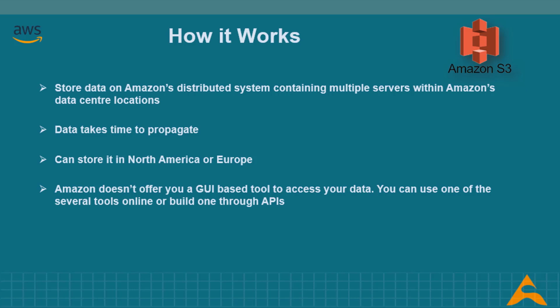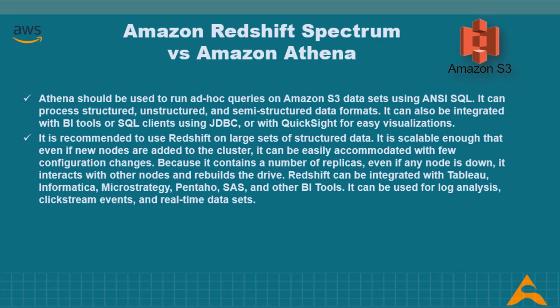Now let's understand where to use Athena and where to use Redshift Spectrum. Athena should be used to run ad hoc queries on Amazon S3 datasets using ANSI SQL. It can process structured, unstructured and semi-structured data formats. It can also be integrated with business intelligence tools or SQL clients using JDBC, or with QuickSight for easy visualization.